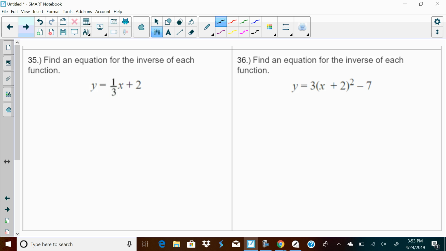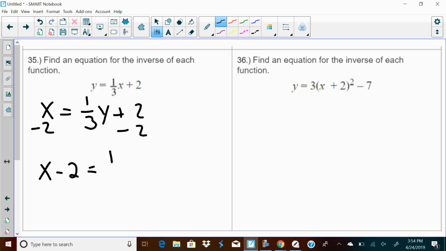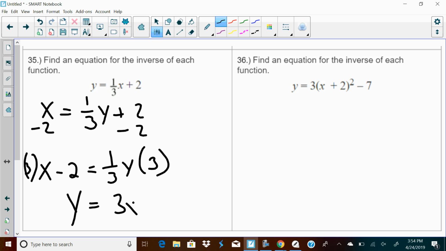Problem 35, find the inverse. So for these equations, I flip x and y and then solve for y. So I get x equals 1/3 y plus 2. Subtract 2 from both sides. So I get x minus 2 equals 1/3 y. I'm going to multiply both sides by 3. So I distribute it. So I end up with y equals 3x minus 6.